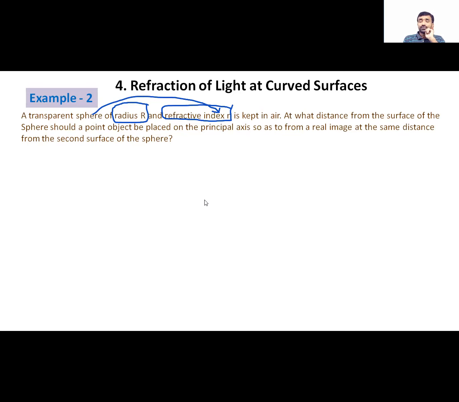What are the mediums? How many mediums are there? There are two mediums. One is air and the other is the glass medium, called the transparent sphere. So here a sphere of radius R is kept in air. I am assuming this as a sphere. It has the radius R. Radius is the distance from the center to the boundary. So I'm taking the radius as R, an unknown value.